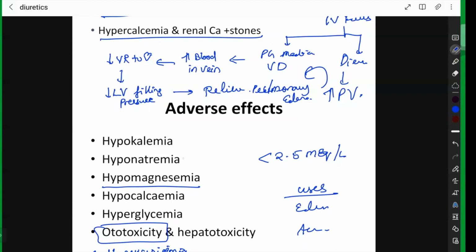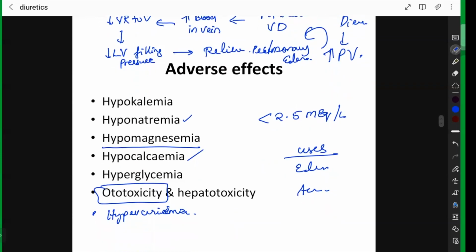And next is hyponatremia. All these are due to diuresis and natriuresis, and you can treat with a saline infusion alone. Hypocalcemia, hypercalciuria can occur. Then hypomagnesemia can occur. Ototoxicity can be there.